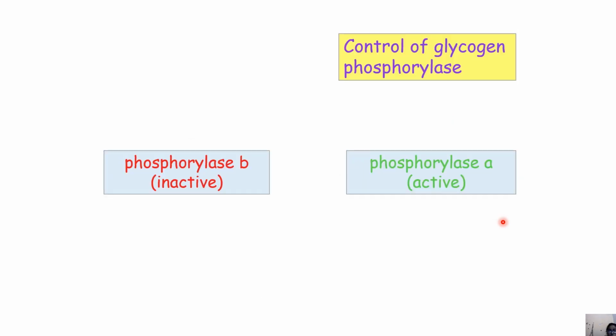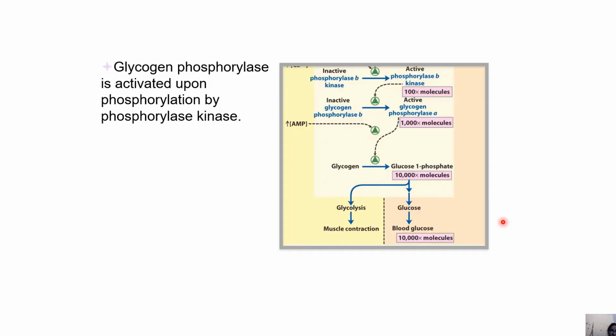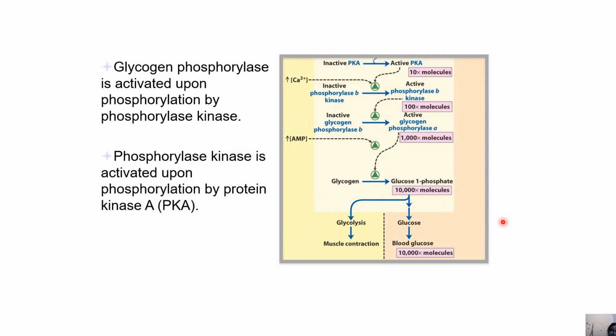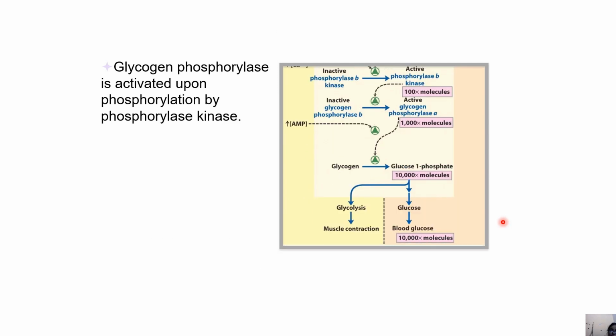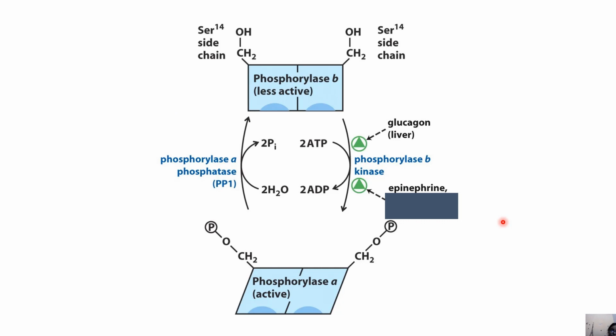So what is the control of glycogen phosphorylase? Phosphorylase b, the less active form, gets converted by phosphorylation into phosphorylase a, the active form. This leads to glycogen breakdown. Glycogen phosphorylase is activated upon phosphorylation by phosphorylase kinase. Phosphorylase kinase is activated upon phosphorylation by protein kinase A, and protein kinase A is activated by cyclic AMP, which is produced by a G protein in response to epinephrine and glucagon. So these are the three steps. Phosphorylase kinase converts phosphorylase b, the less active form, to phosphorylase a, the active form.